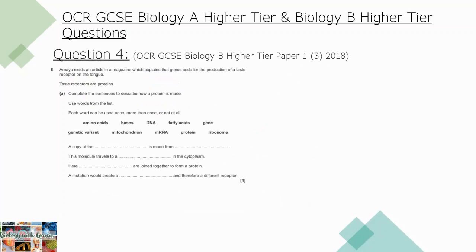Question 4. Amaya reads an article in a magazine which explains that genes code for the production of a taste receptor on the tongue. Taste receptors are proteins. Complete the sentences to describe how a protein is made. And then we've got a selection of keywords there. So let's have a look at the first sentence. So a copy of the blank is made from blank.